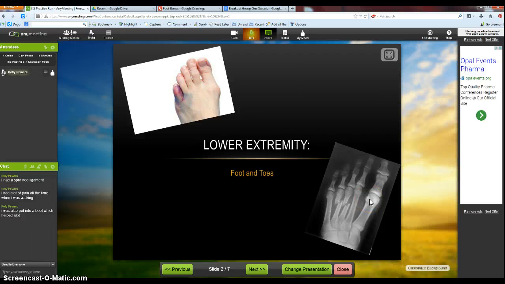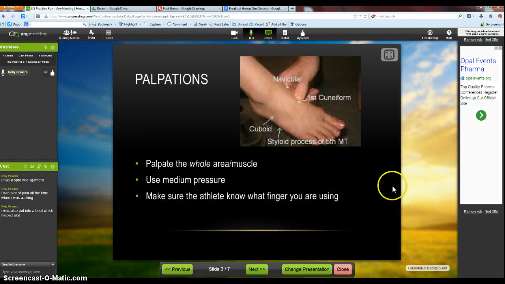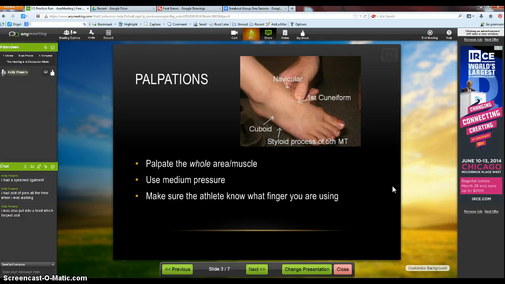This is about the foot and the toes, lower extremity, specifically the bony palpations in the foot. The first slide: a general rule of thumb when you're palpating is you want to palpate the whole area. You don't just want to pick one tiny point on a bone and palpate that because that might not be where their pain is. You also want to use medium pressure. You don't want to press too light where they can't feel it. You don't want to press too hard because then everything might hurt. And make sure the athlete knows where you're palpating and what you're using to palpate.